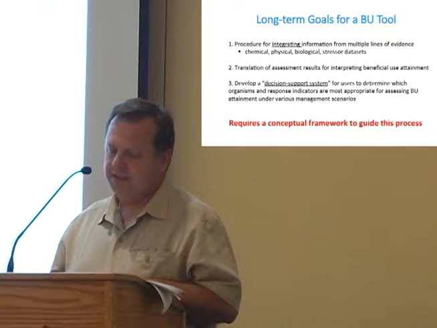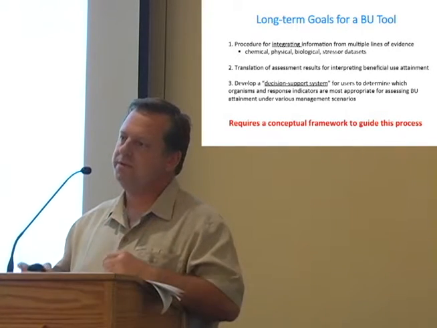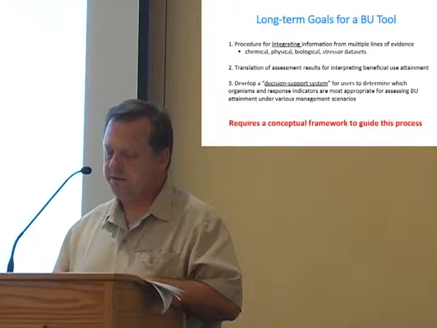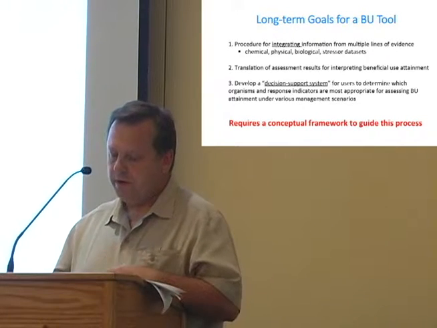And once we have that in place, really building this into what we're calling a decision support system for folks to determine which organisms, which response indicators are most appropriate for assessing that beneficial use. And under different scenarios, there are going to be different instances where one beneficial use might not apply, and so we need to determine that. So really the key here is starting this process as a conceptual framework. We need something to guide, to standardize how we go about approaching this. And that's really the gist of the rest of my talk.